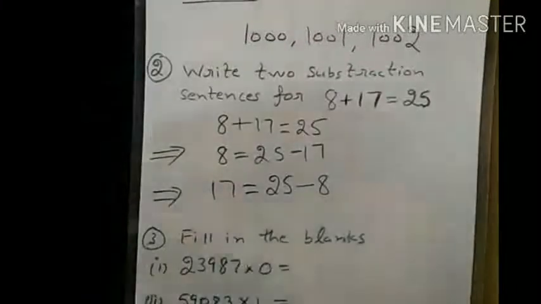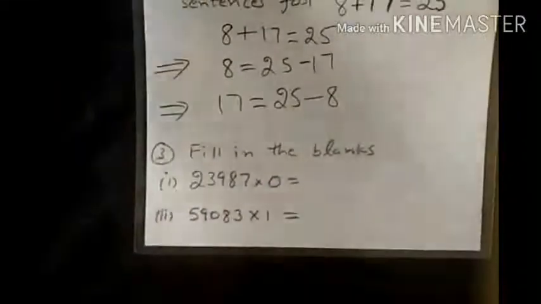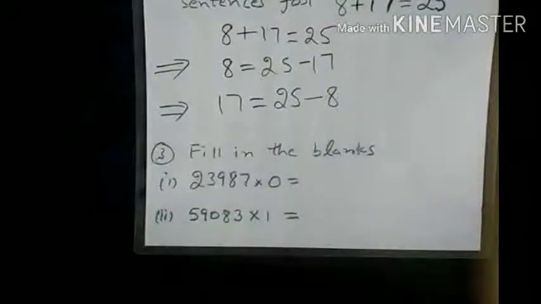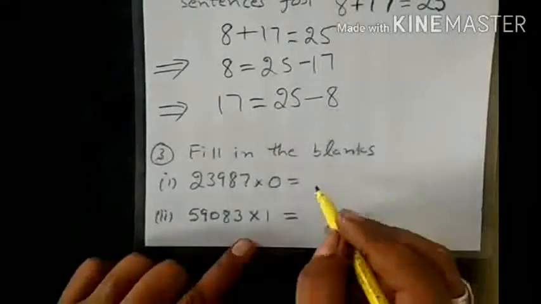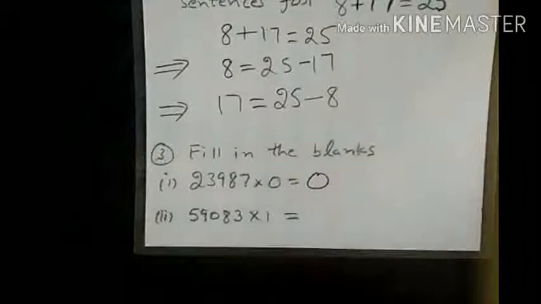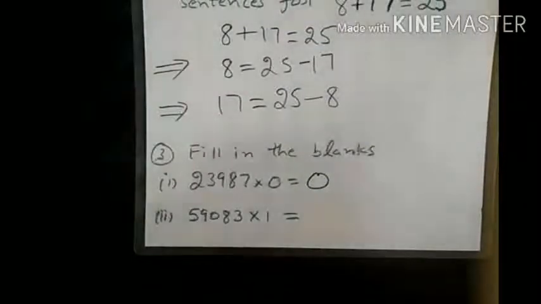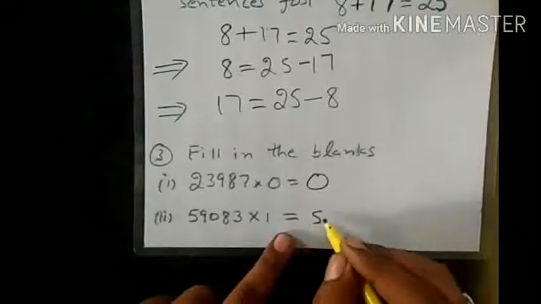Now, filling the blanks. We know when we multiply any number with 0, then the answer is always 0. And when we multiply any number with 1, then the answer is the same number.